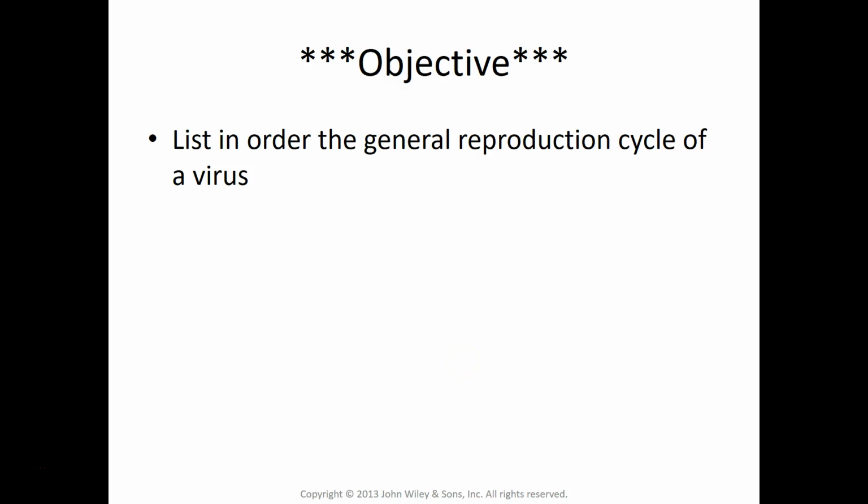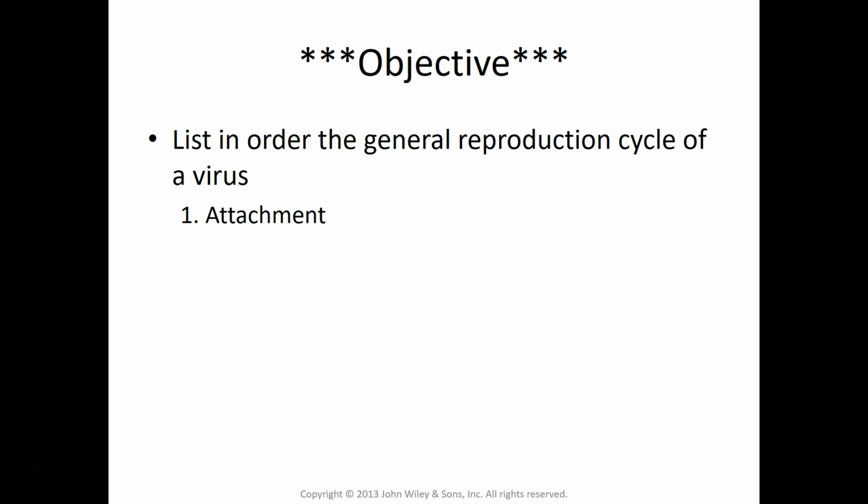So see if you can do this from memory. Don't look at your notes, right? So for the reproduction of a virus, what's the very first thing that needs to happen? Attachment, right? It must attach to the cell's surface, right?